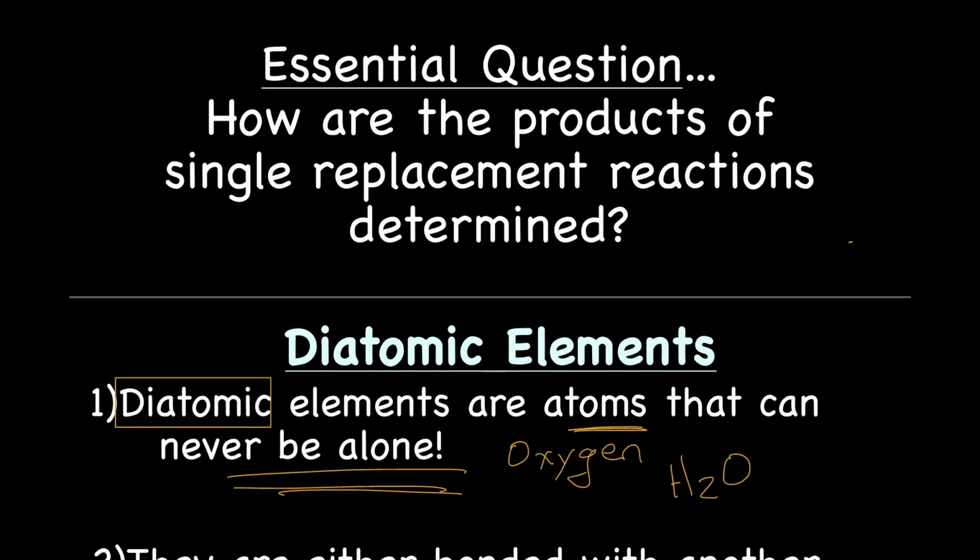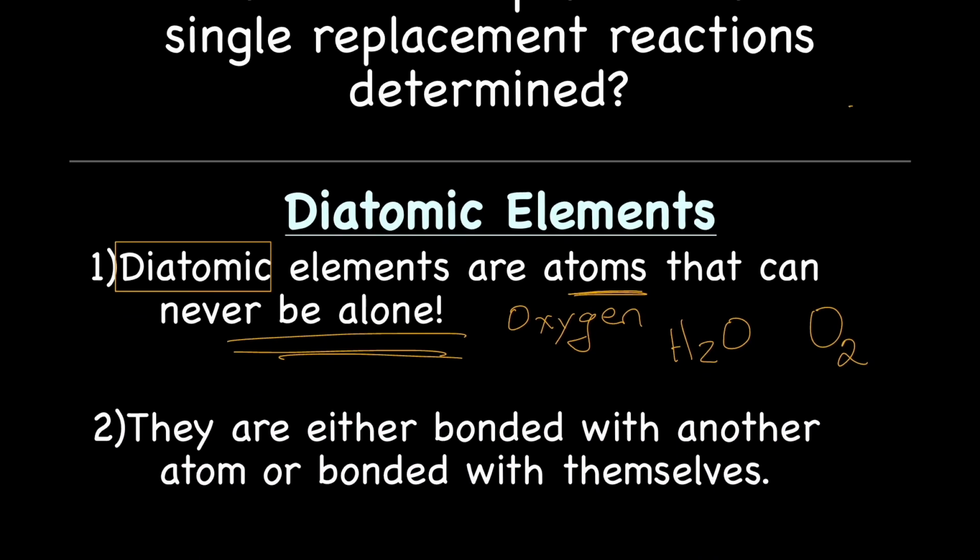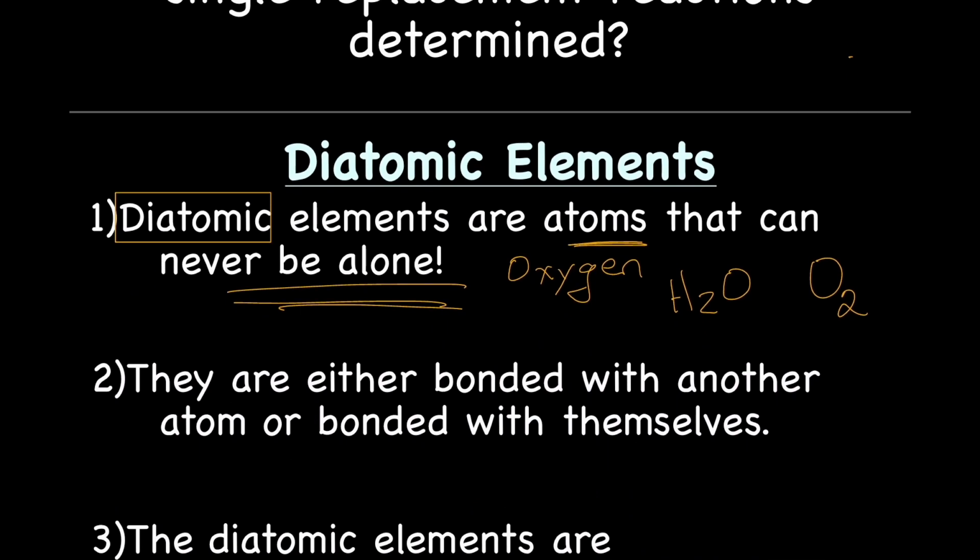However, if I just write oxygen, that's where the problem comes in. That's when this whole diatomic thing comes in. So you can never write just a single oxygen not connected to anything. You'd put a 2 there, and that fixes the problem. So diatomic elements are either bonded with another atom, like in H2O, or they're bonded with themselves, like with O2.